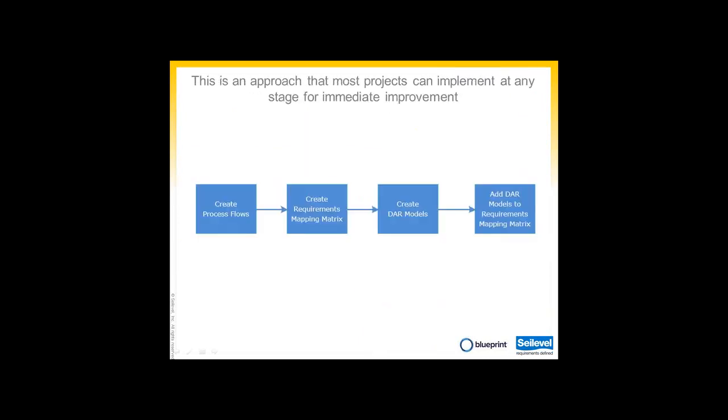This is an approach that I really do think you could use immediately. If you were to start creating process flows, put them in what we call the requirements mapping matrix, then we create those DAR models, that's the UI requirement model, and then we put those in the requirements mapping matrix. This helps us make sure we have some completeness in our requirements, particularly that requirements mapping matrix is going to tie that back together. So this is the flow that we're going to walk through.